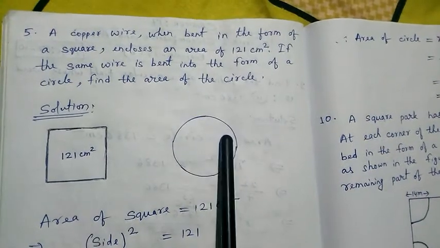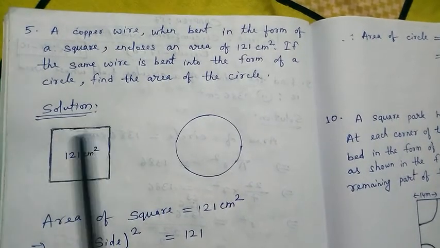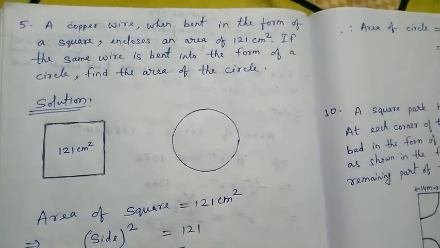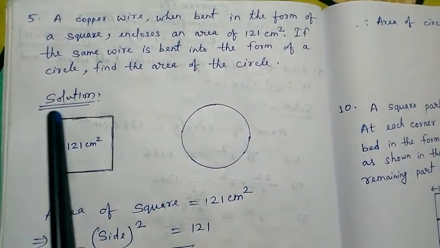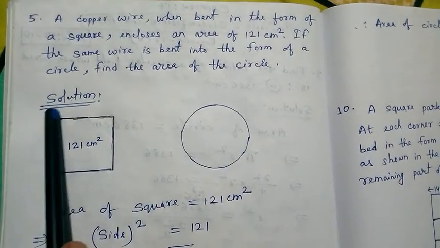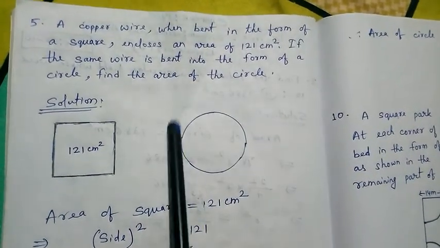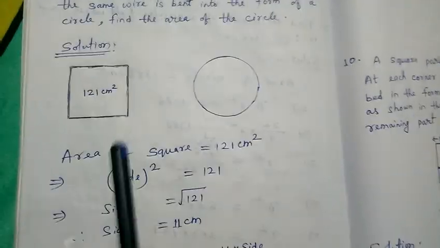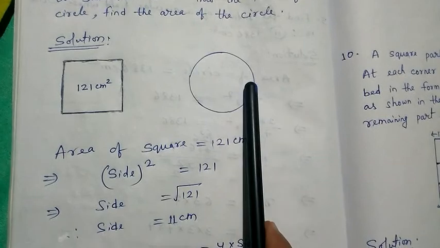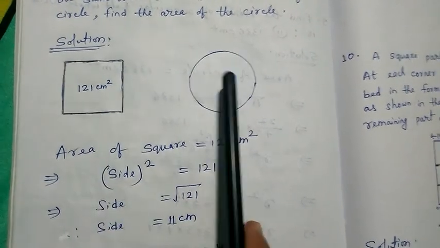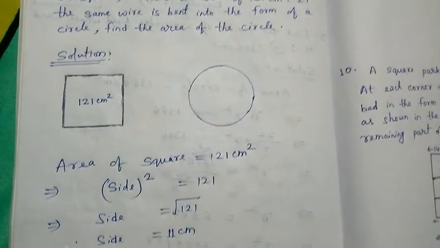Actually, when the shape changes, area also will change, because in square shape, if this is the area, in the circle shape, definitely area will change. But one thing will not change, that is the perimeter will not change, because whatever is the length of the wire here, here also the perimeter, the length of the wire will be same. So that means what I will do now, I will try to find the perimeter of square, and I will say whatever is the perimeter of square, same will be the perimeter of circle, and based on that I will find the area of circle.